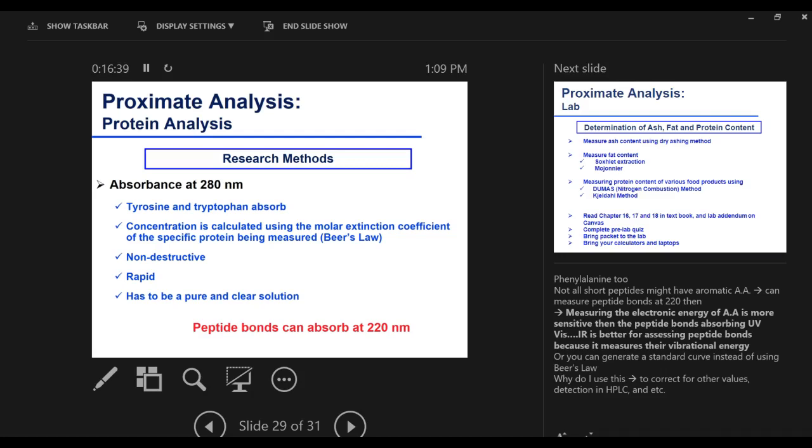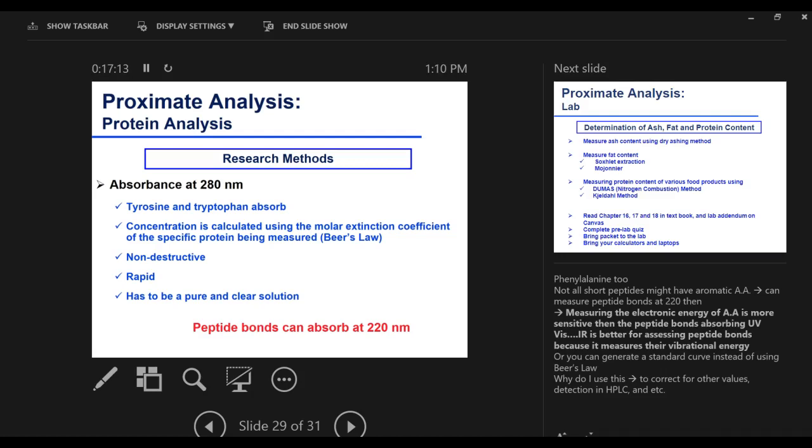The peptide bonds are actually at 220, where the aromatic amino acids are the ones at 280. We prefer absorbance at 280 because that's electronic, so it's more sensitive than the vibrational of the peptide bonds at 220. The challenge, though, is that it is your tryptophan and tyrosine that have the higher molar extinction coefficients of absorbance at 280.